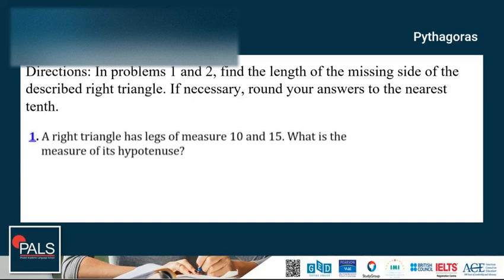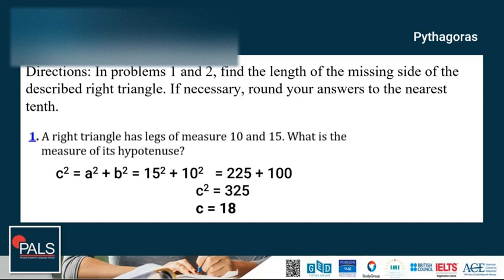Number 1. A right triangle has legs of measure 10 and 15. What is the measure of its hypotenuse? So we have the two legs and we are just looking for the longest side. We have c squared is equal to a squared plus b squared. Substituting the length of the legs, 10 and 15, we have 15 squared plus 10 squared, which is equal to 225 plus 100. Adding, we get 325, and the square root of 325 is 18. So the measure of the triangle's hypotenuse is 18.